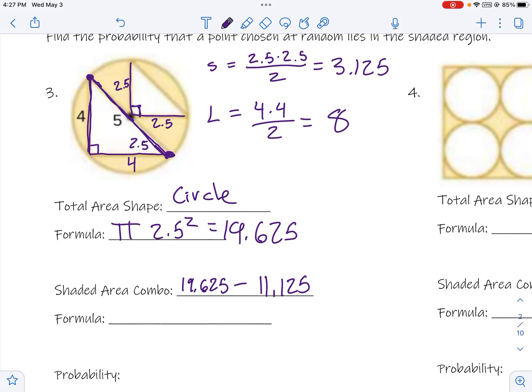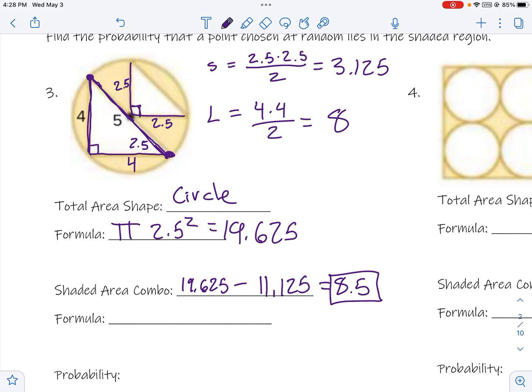If I subtract those, I guess I wrote that in the wrong spot. Maybe they should be down under formula. And in the shaded area combo, you should write 2 triangles. But anyway, we'll just do it here. If I subtract those, we'll get 19.625 minus 11.125 to equal 8.5. And 8.5 is the area of the shaded region.